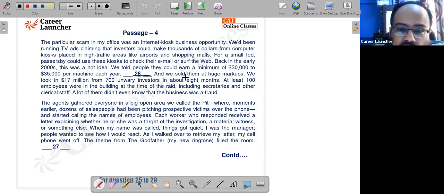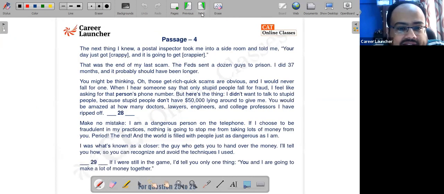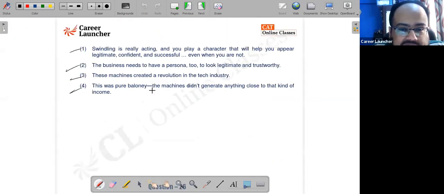And then it says we sold them at huge markups. So they sold the machines at a very, very high price by telling the people that they could earn so much money from the machines. And this is how they used to fool people. So if this is how they used to fool people, it means that they were doing something negative. So now if I have a look at the answer options.